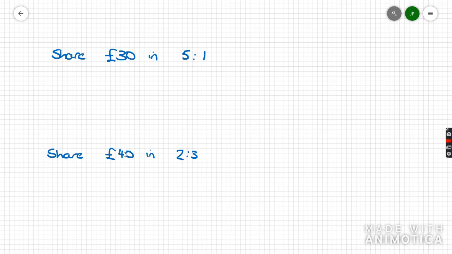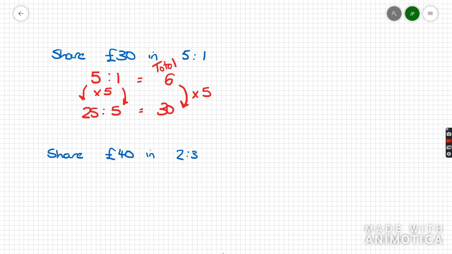Okay, so what we should have got for this first one, I'm sharing out in the ratio of 5 to 1. Okay, that means when I give £5 to one person and £1 to someone else, I've given out £6 so far in total. I want to give out 30, so I need to do this 5 times to get to my 30. Because I've times that by 5, I have to times my 2 parts of my ratio by 5, so I will get 25 to 5. Always double check. 25 add 5 gives me the 30 I'm looking for.